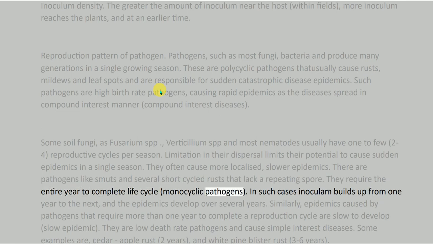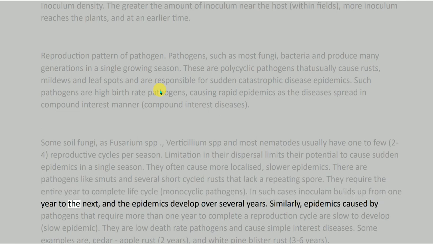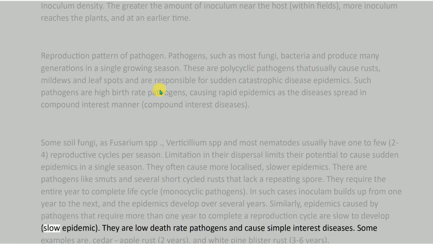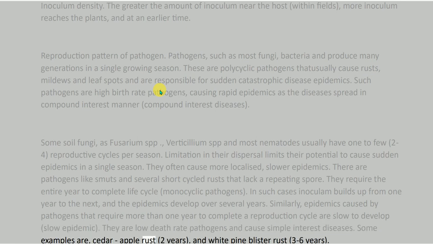In such cases, inoculum builds up from one year to the next, and the epidemics develop over several years. Similarly, epidemics caused by pathogens that require more than 1 year to complete a reproduction cycle are slow to develop, slow epidemics. They are low birth rate pathogens and cause simple interest diseases. Some examples are cedar apple rust, 2 years, and white pine blister rust, 3 to 6 years.